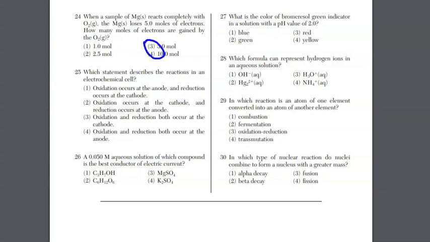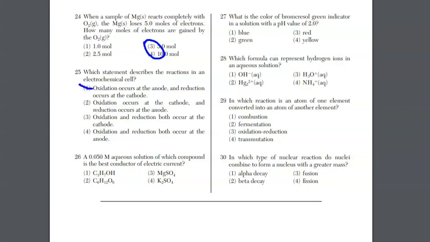Now, I could see a student getting confused if they go through the whole thing and try to write out half reactions, but it's as simple as the total moles lost have to equal the total moles of electrons gained. Let's go to 25. Question 25, which statement describes reactions in an electrochemical cell?